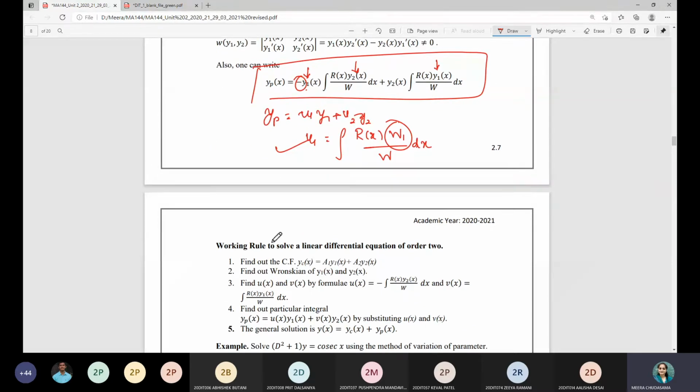So this is the working rule we have seen yesterday. First you find out the complementary function yc, then find out the Wronskian, then find out, I will write here, W1 and W2.